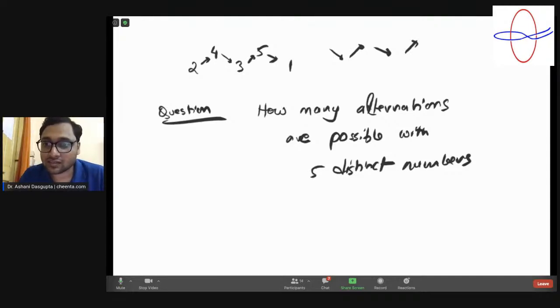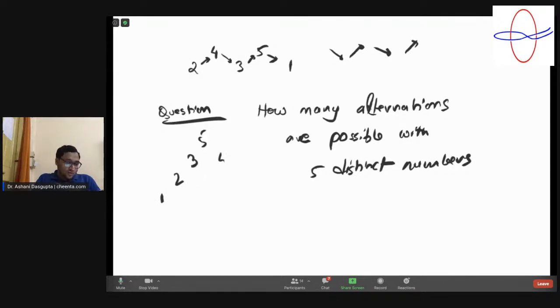It is right, Srijit. That's correct. 12354. Okay. Someone, Dr. Dattatreya Dhobale actually gave us this. So let's write that down. 12354. So this is not an alternation. That's a problem. Yeah. So how many alternations are possible with 5 distinct numbers?